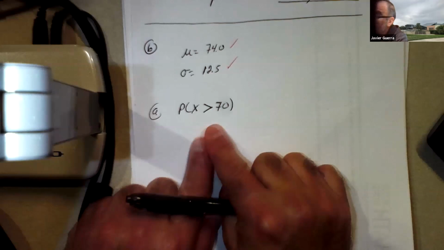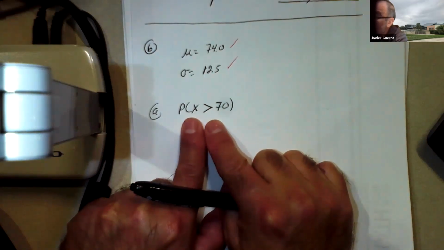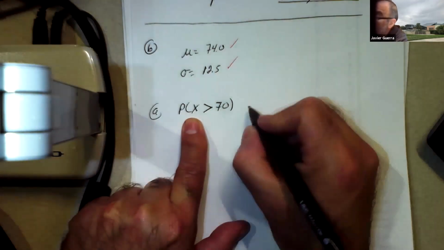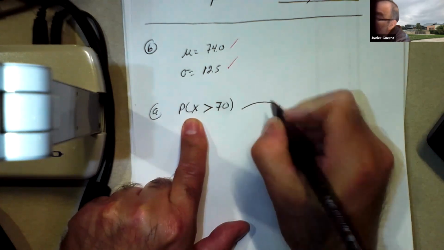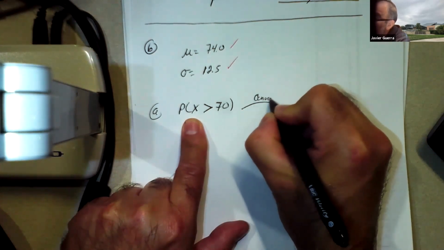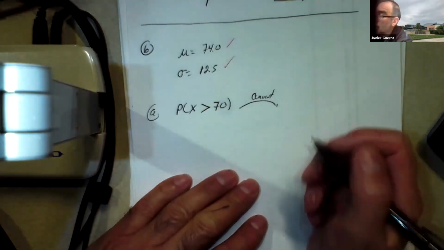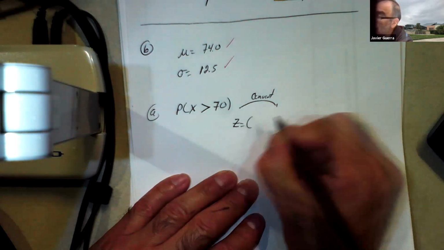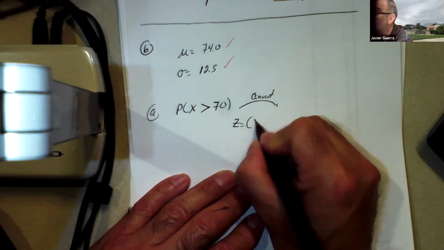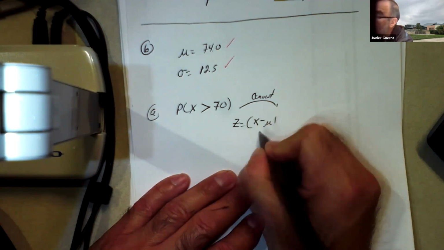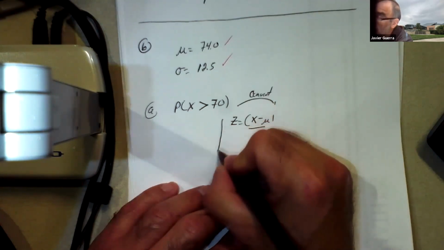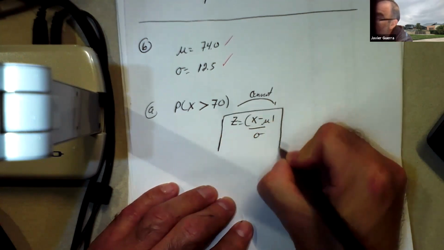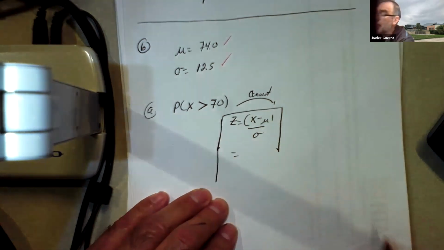All right, so here we go. Here's my probability of X is greater than 70. And now I'm going to convert. Again, ladies and gents, we're using the same thing that we did in 6.2. Nothing has changed. It's the same old, same old. Plug it in.